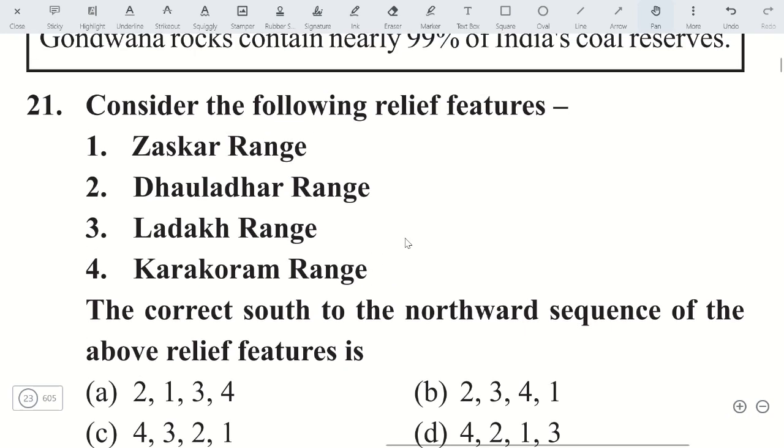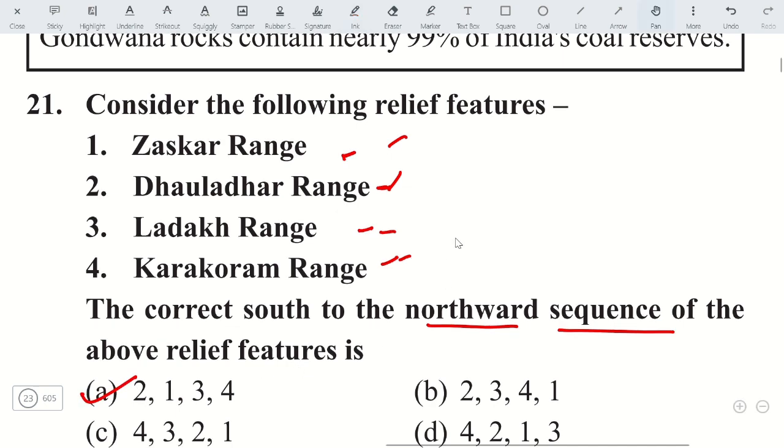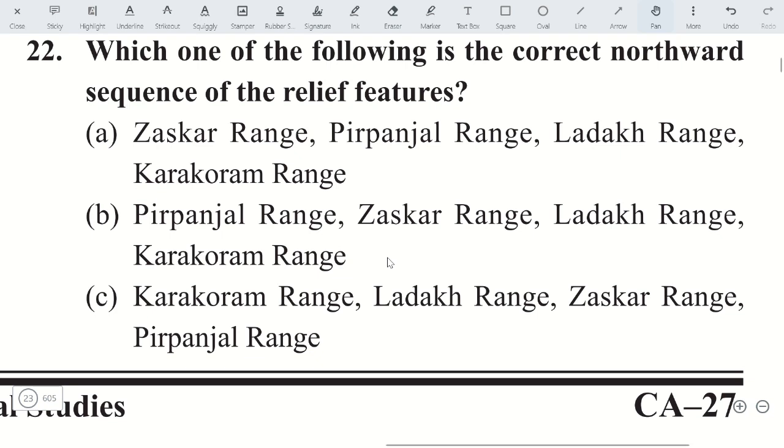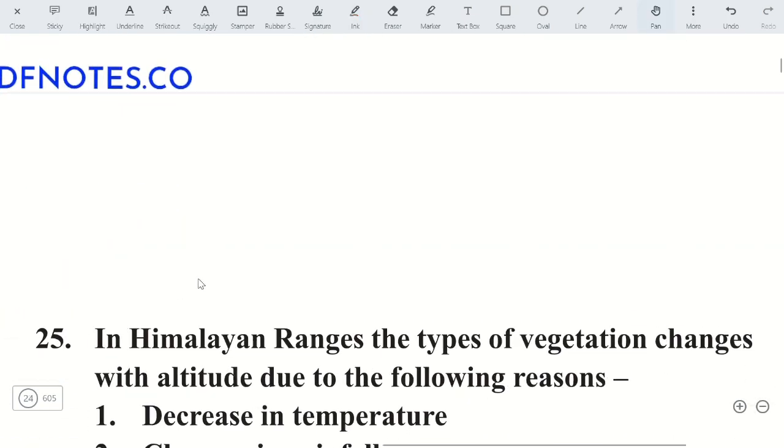Consider the following relief features: Zaskar, Dhauladhar, Ladakh, and Karakoram. We have to find the northward sequence. Then it will be the Dhauladhar, then Zaskar, then Ladakh, then Karakoram. That means 2, 1, 3, 4. The A option will be correct. Let's check out the next question. Which one of the following is the correct northward sequence of the relief features? Northward sequence, again the same thing. Pir Panjal, then Zaskar, then Ladakh, and then Karakoram. The B option will be the correct option. Move on to the next question.